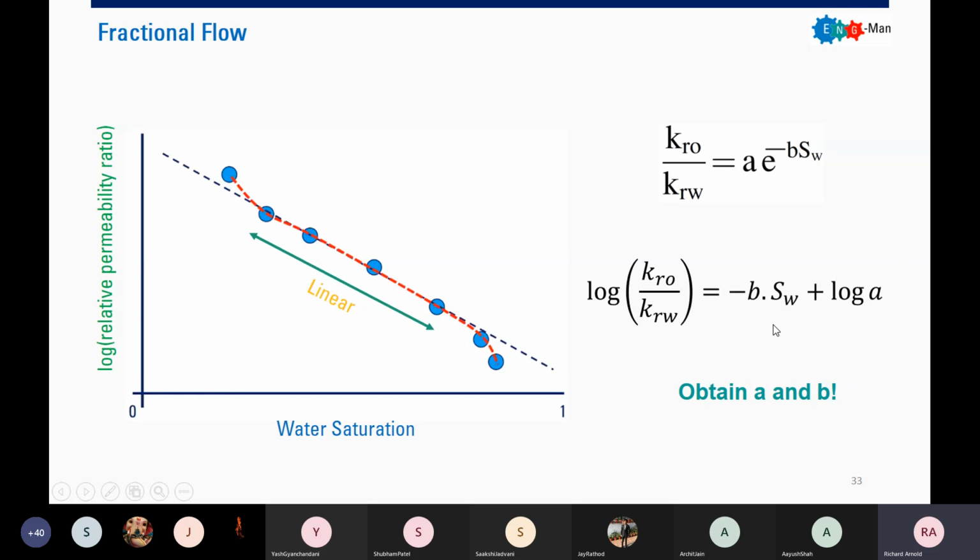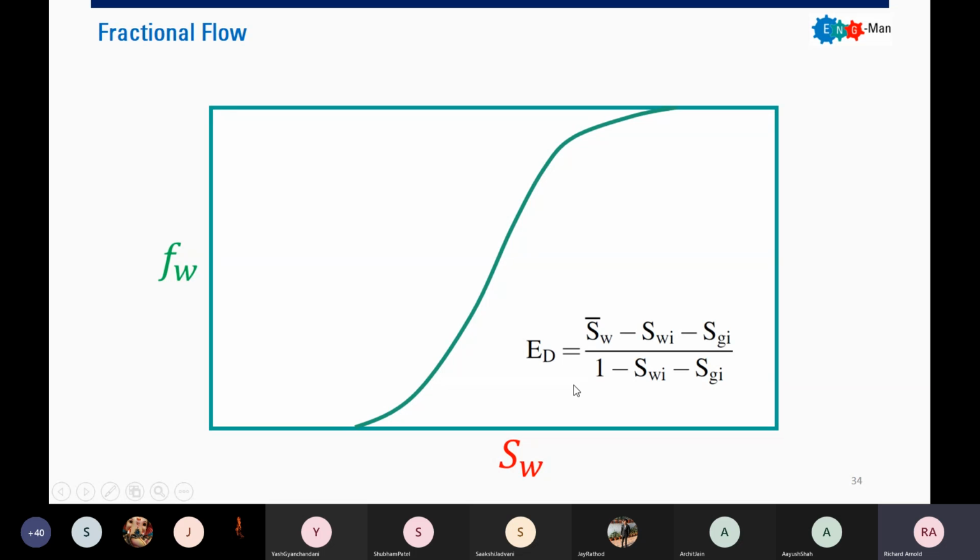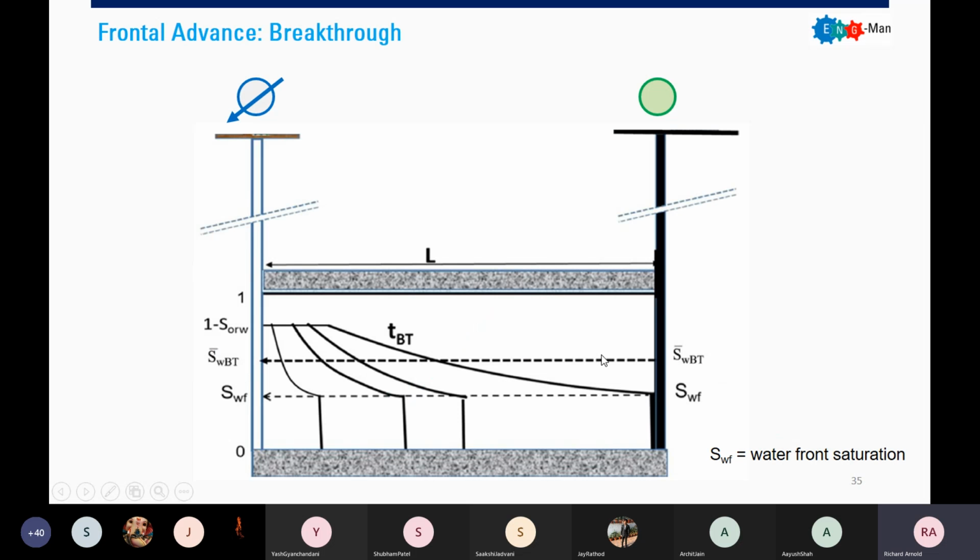So if you have your data, okay, you have your laboratory data, your relative permeability information against the water saturation, you can actually calculate your A and B. Okay. If you have A and B, finally, you can estimate your water saturation. And you will get this type of curve, fractional flow, water cut against your water saturation, which will give us insight how to actually obtain this average water saturation. Okay, but again, that's not the end of the story.